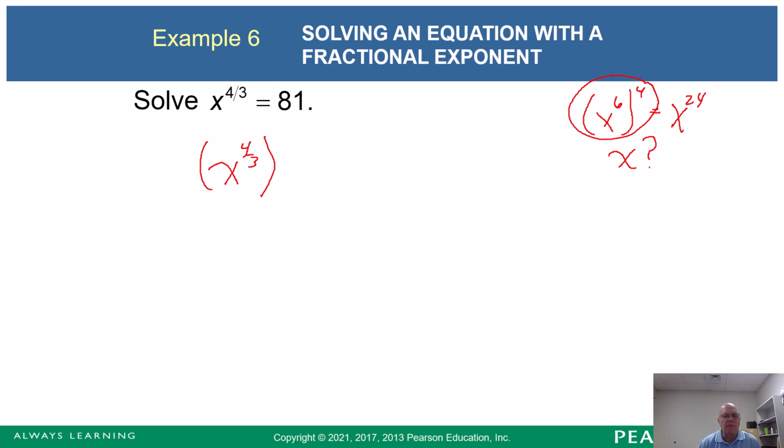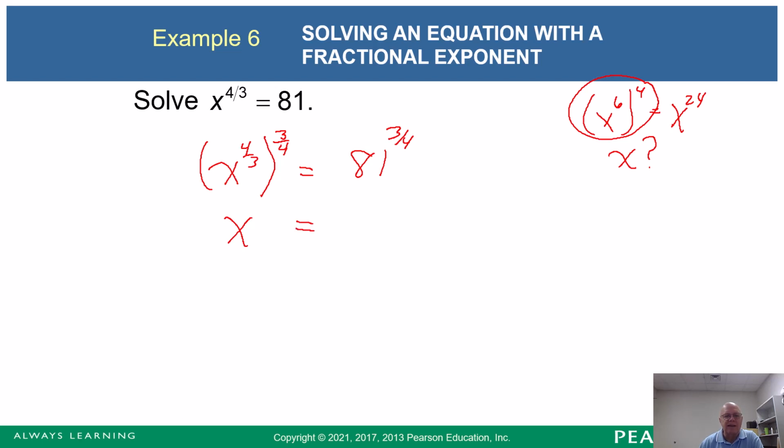Well, if I multiply it by 3/4, the exponent, I'm going to get x by itself. Of course, I have to do that on both sides, so I'll have 81 to the 3/4 as well. On the left-hand side, the 4's cancel, the 3's cancel. I've got x to the first power, or just x.